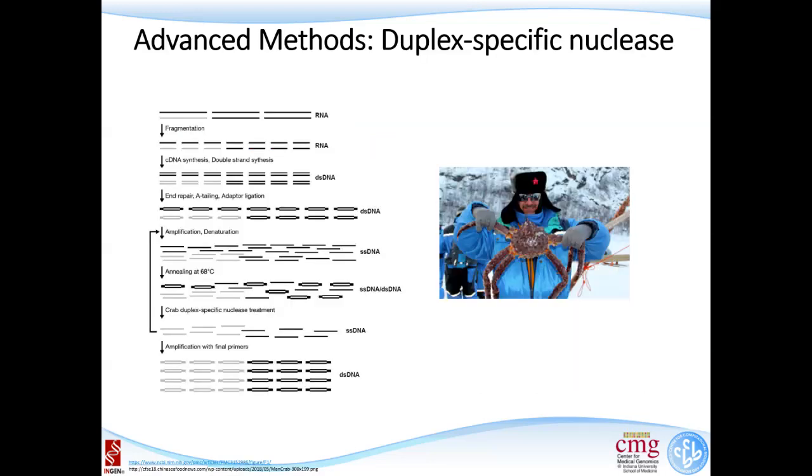Another advanced method that's commonly used in transcriptome studying and RNA sequencing in general is duplex-specific nuclease methods for extracting specific sizes of your inserts. So we know in NGS that it usually starts with fragmentation of a nucleic acid. And then ideally, we want many of these fragments to be approximately the same length.